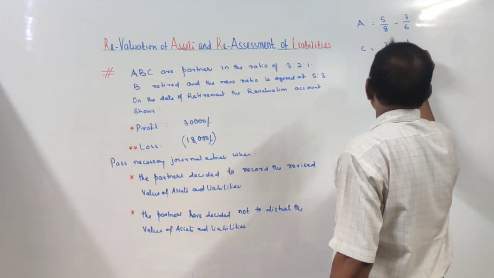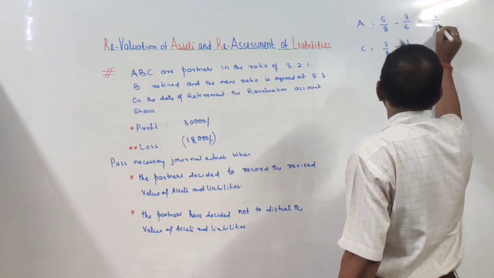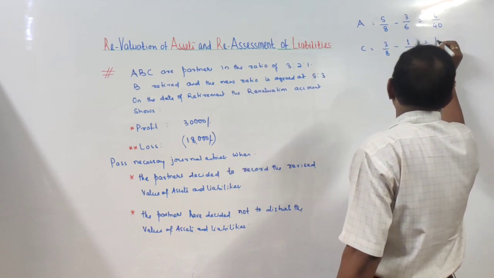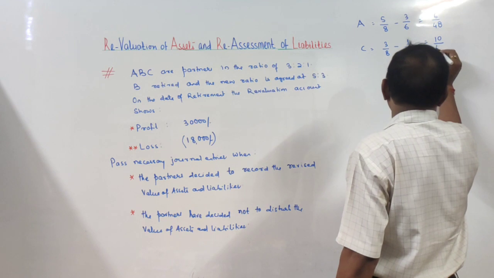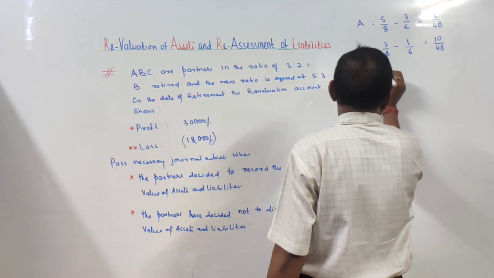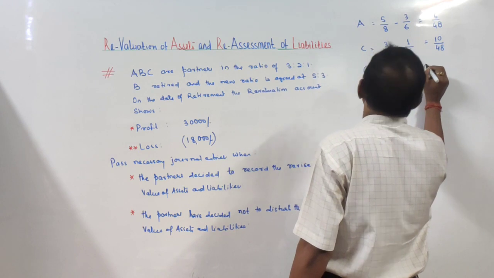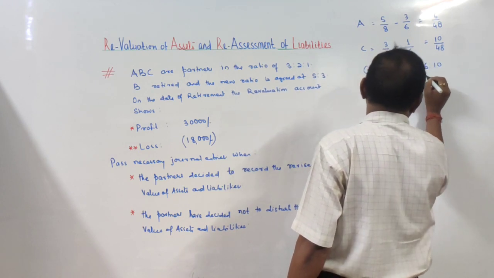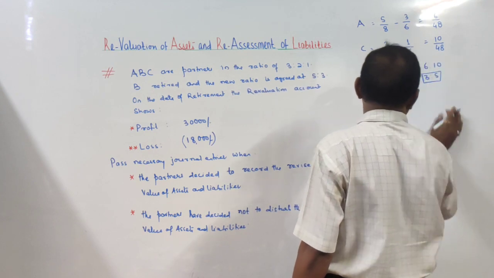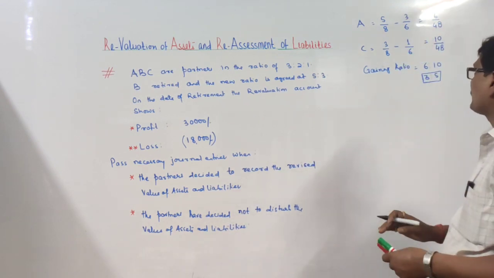So A is gaining 6 by 48 and C is gaining 10 by 48. Right? So the gaining ratio is equal to 6:10, that is 3:5. Right? The gaining ratio is 6:10 or 3:5.